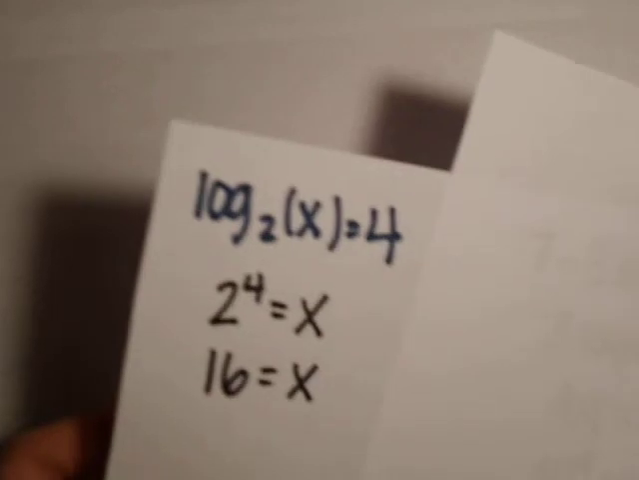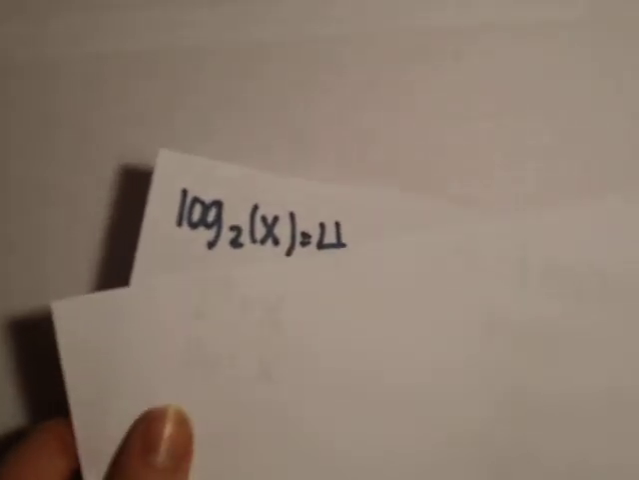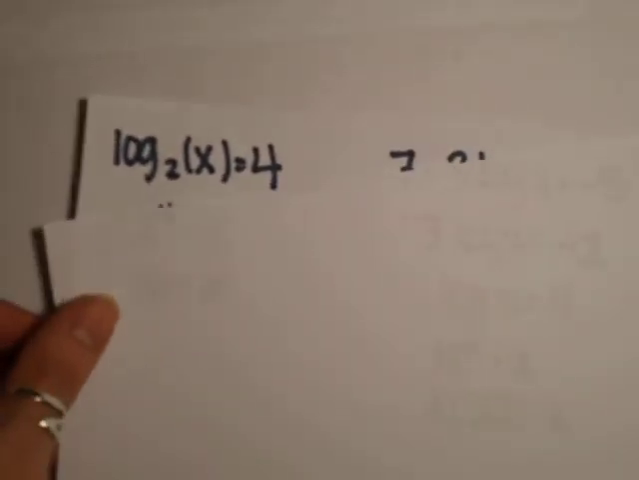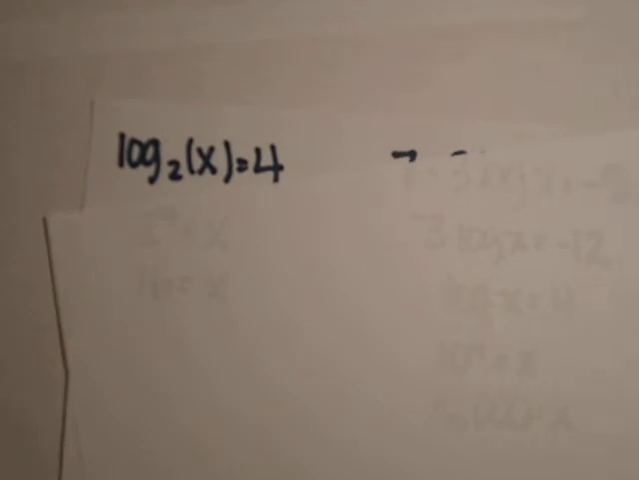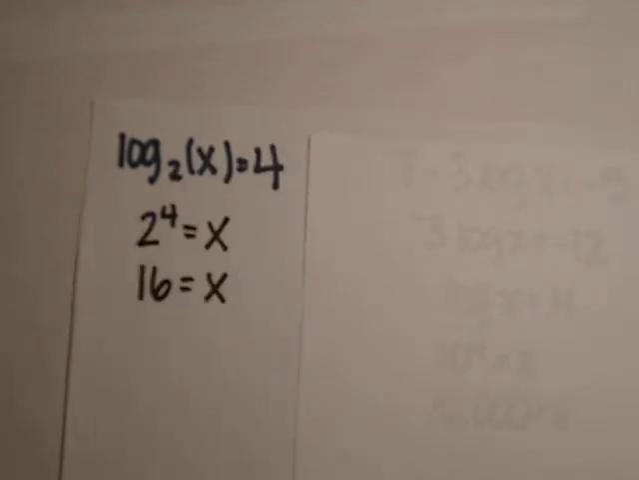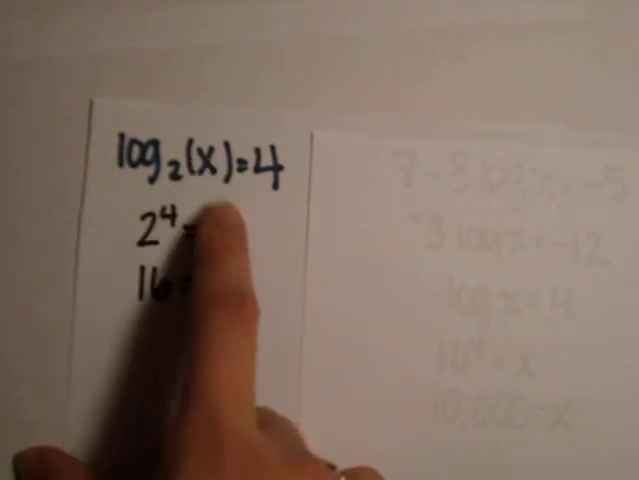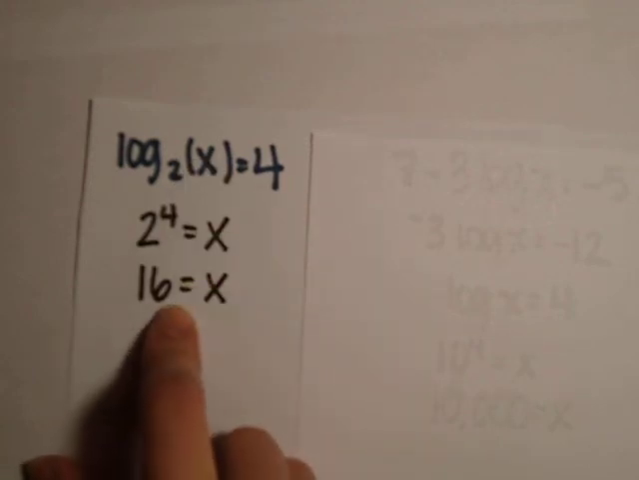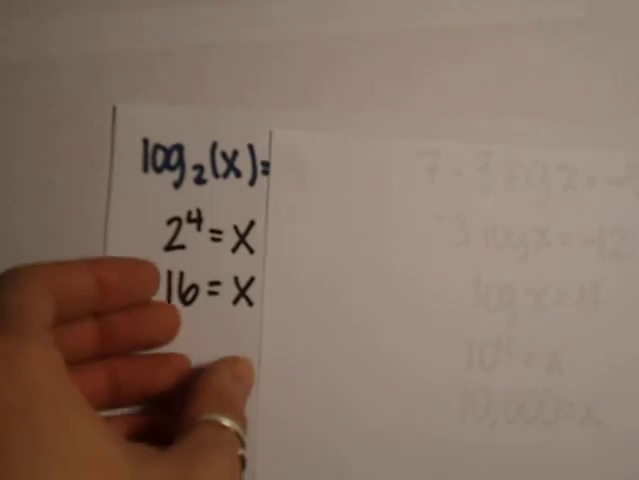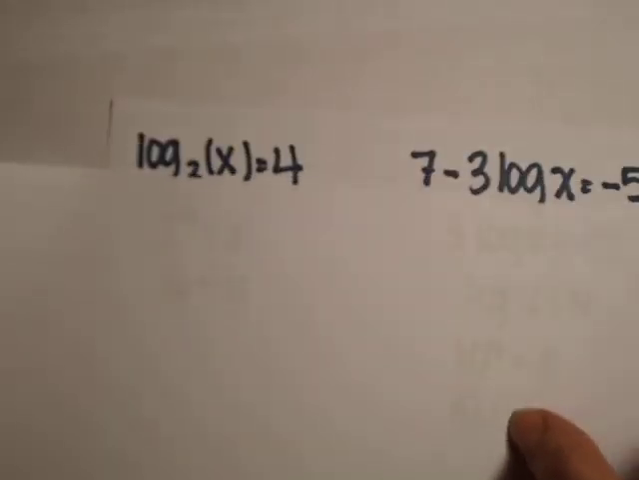Let's try another one. Now we have the log base 2 of x equals 4. We can use our loop method. We have 2 raised to the 4 equals x. 2 to the 4 is 16, so x is 16. Now let's look at the next one.